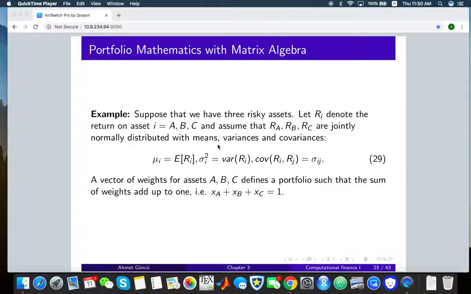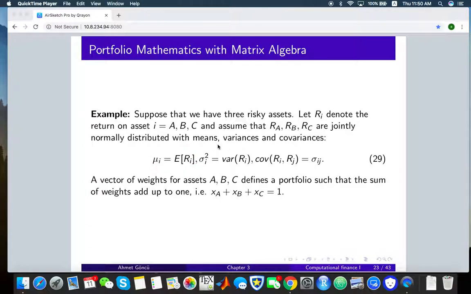Okay, let's talk about portfolio mathematics with matrix algebra. Let's start with a simple example where we have three assets, A, B, and C, and we have the returns of these assets denoted by RA, RB, and RC. And we will be using the following notation.